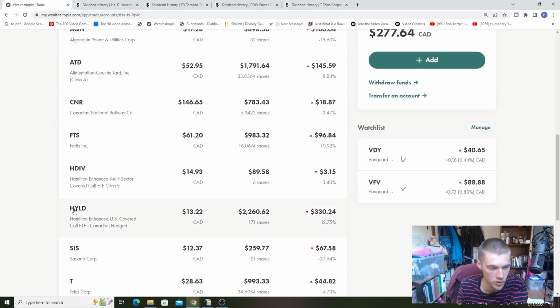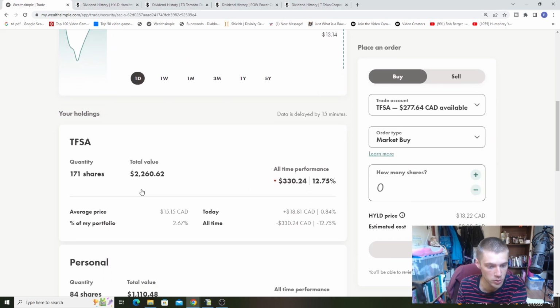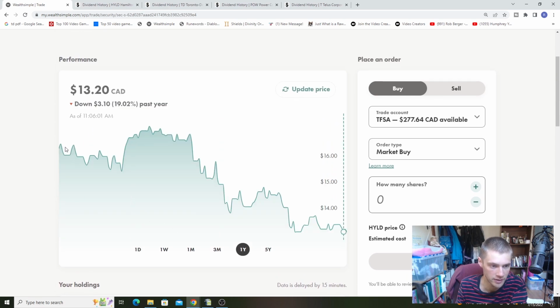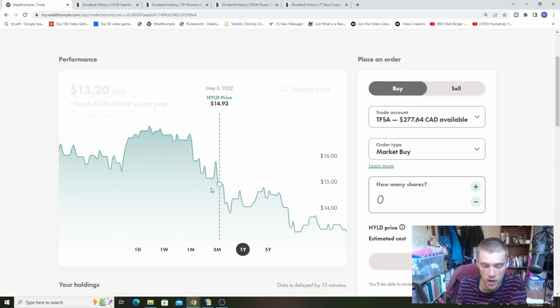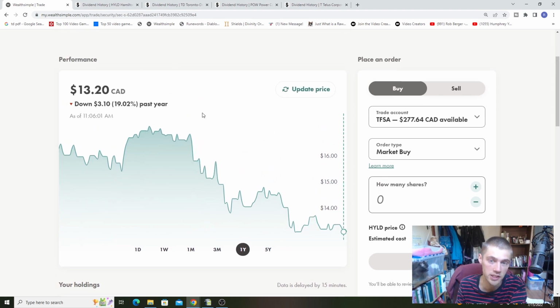So the first one we're going to be focusing on, once again, is the covered call ETFs. This is going to be HYLD here. Currently inside of our TFSA, we have 171 shares. It's about $2,000 and represents about 2.67% of my portfolio. It's currently down 12%, but once again, it did take a big dip since it basically started off and then the market dropped off. Now, once again, we're not focused on the stock appreciation of this fund. It's more of a dividend fund.